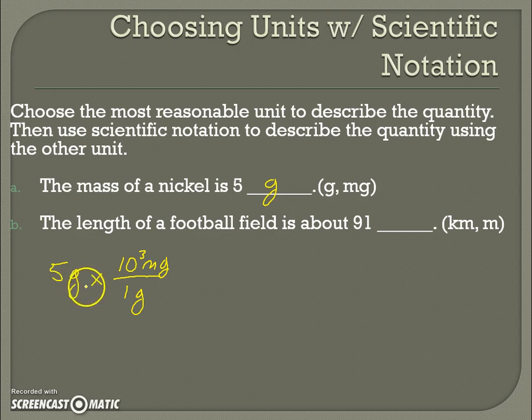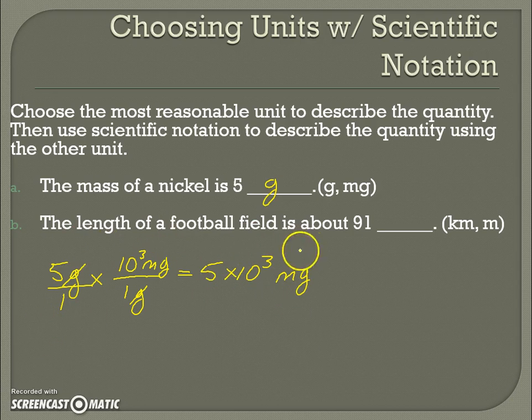Now, some of you may have learned this before where you could look at this and simplify before you multiply, which also works for units. So in other words, if I have a gram on the top and a gram on the bottom, they're going to cancel each other out. And what I'm left with is 5 times 10 to the third, and I'm left with this particular unit. So 5 times 10 to the third milligrams. All right, so a nickel is either 5 grams or 5 times 10 to the third milligrams, which would be about 5,000 milligrams.